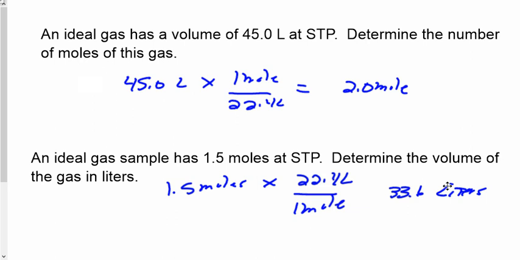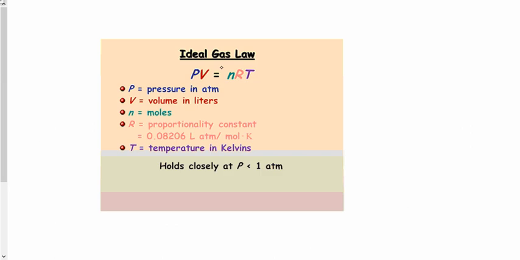So the question in your minds would be, what if we're not at STP? Well, that's what the ideal gas law is for. It's pressure times volume equals N times R times T. Let's see what each of these variables are. P is pressure, V is volume, N is now going to be moles. R is a proportionality constant that will convert us to the new temperatures and pressures that we're given.